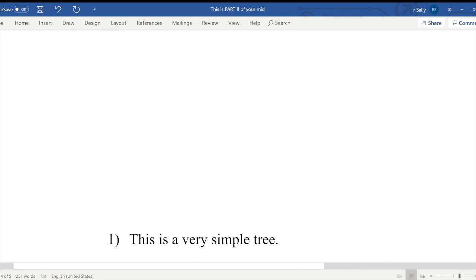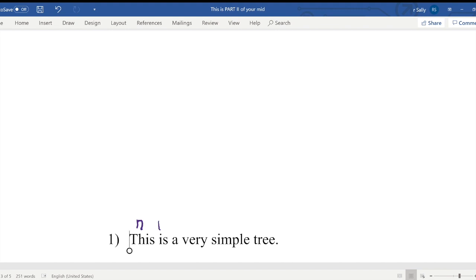Now let's look at the syntax questions. I'm going to give you the answers to the syntax questions, and as I said, the real midterm questions are going to be very similar. So the first sentence is a very simple sentence. This is a very simple tree. This is a pronoun, and we know pronoun is treated as noun when we're drawing trees.